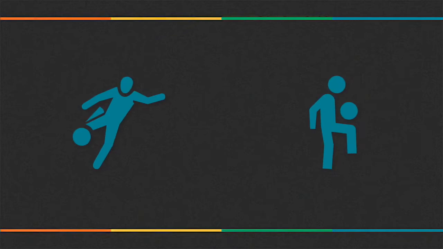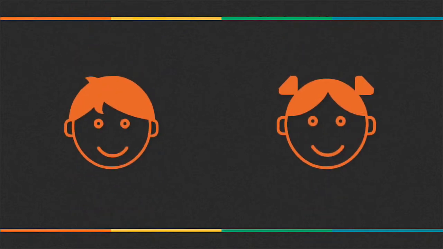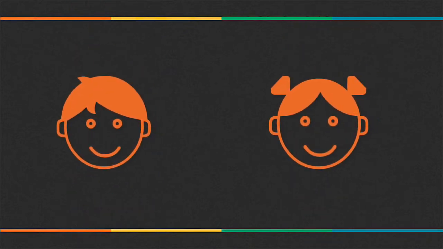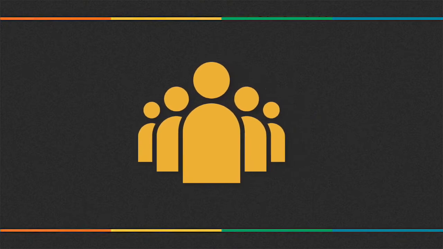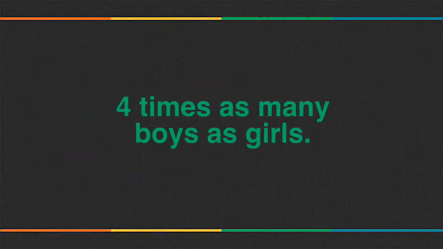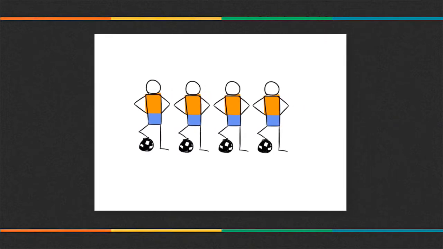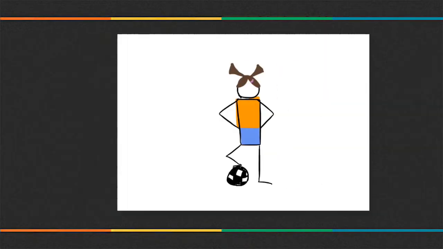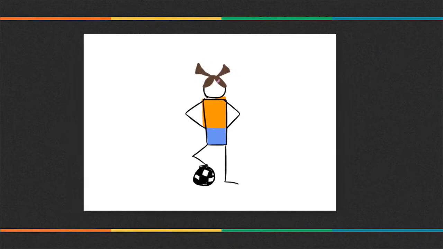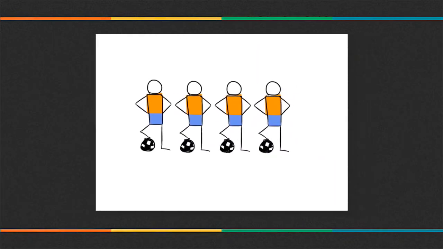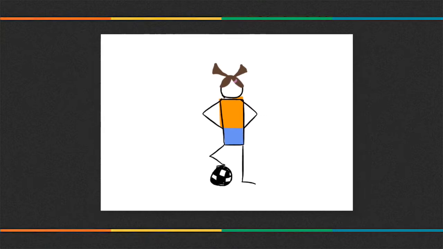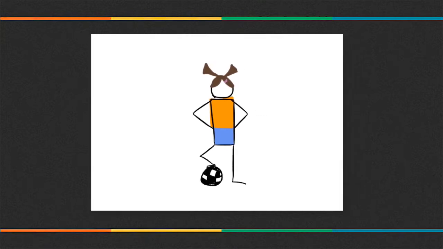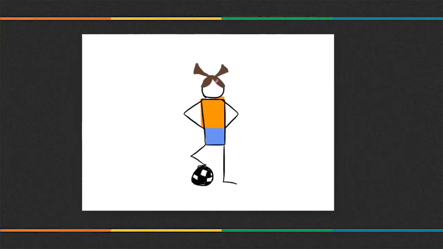So let's say we have a co-ed soccer team. Co-ed means that there are both boys and girls. And on this team there are 4 times as many boys as there are girls. This means that for every 4 boys on the team, there is also 1 girl. So if this soccer team only has 4 boys, then it must also have only 1 girl, if it's still following the ratio of 4 boys to every 1 girl.